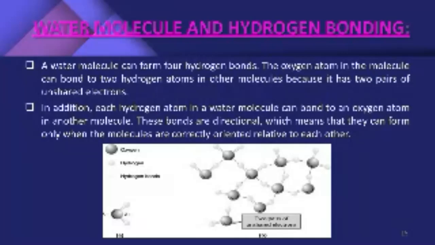In figure A, water is an angular polar molecule. Because oxygen is more electronegative than hydrogen, it has a partial negative charge, and the two hydrogen atoms have partial positive charge. And in figure B, the slightly negatively charged oxygen atoms are attracted to slightly positively charged hydrogen atoms, and hydrogen bonds form between adjacent water molecules. Each oxygen atom has two pairs of unshared electrons and can bond to two hydrogen atoms.